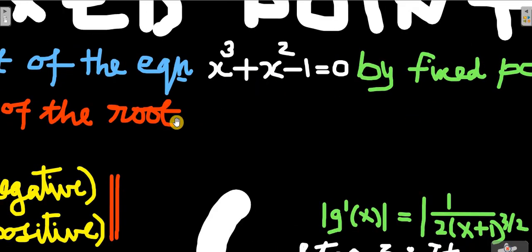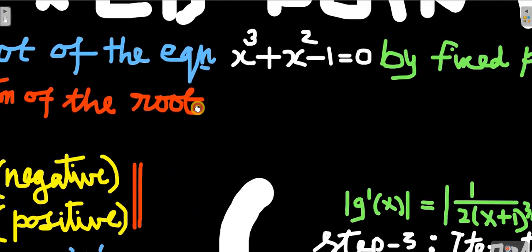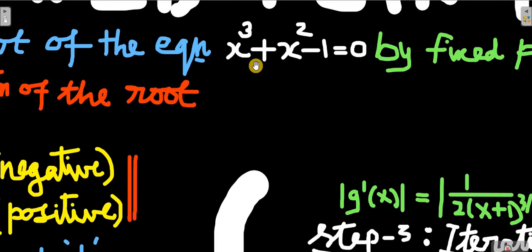Now we are going to take one equation, that is x cubed plus x squared minus 10 equals 0. This is the given equation for us, and we have to find the root of the equation, not by the algebraic method, but by the iteration method.